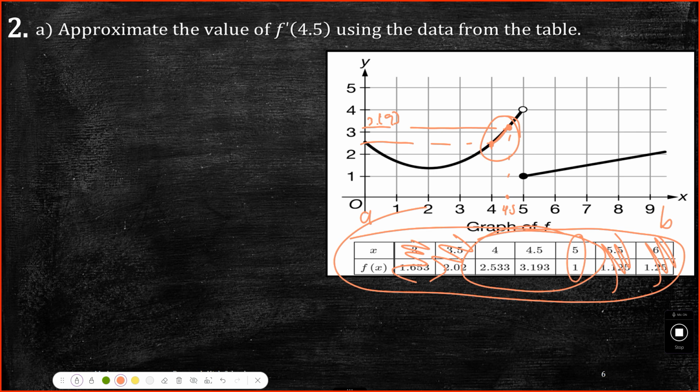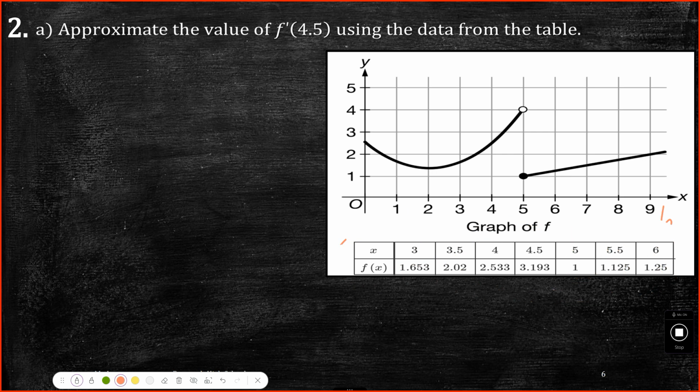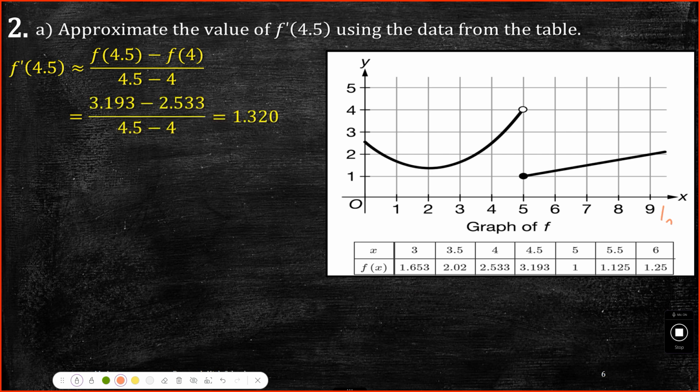Why should you not use 5 and 1? Because at 5 it jumped down here, and if you do 5 and 4.5, it will give you an approximation which would be completely off. So the 2 points we're going to use are 4.5 and 4. Let's go ahead and do that. The rate of change at 4.5 would be f of 4.5 minus f of 4 over 4.5 minus 4. Use all the math, get a calculator, and that gives you the answer.